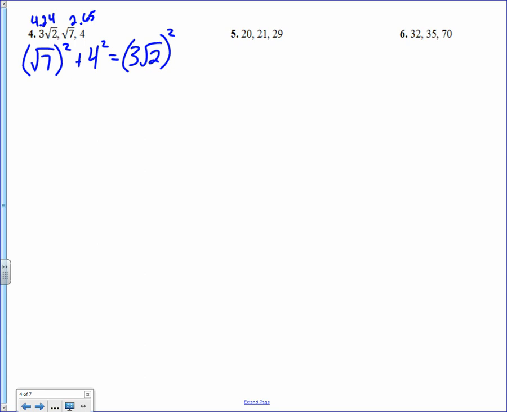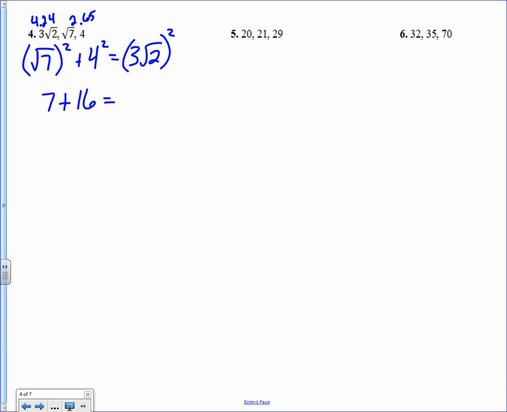The square root of 7 squared, remember, a square root and a square, we call them inverse functions. And inverse functions undo each other, right? So we're taking the square root of 7 and we're squaring it. We get 7. 4 squared is 16. And then we have 3 root 2 squared.